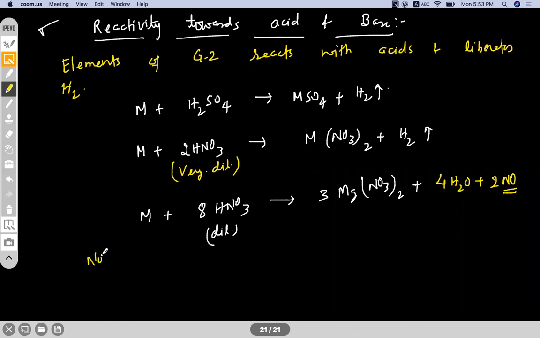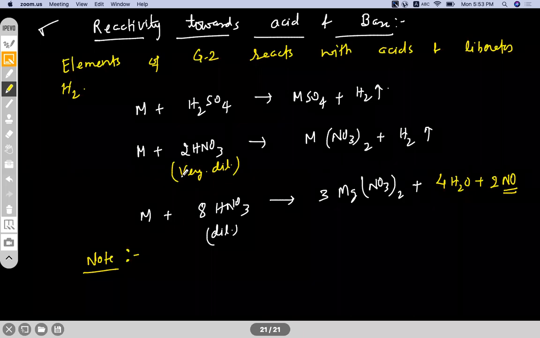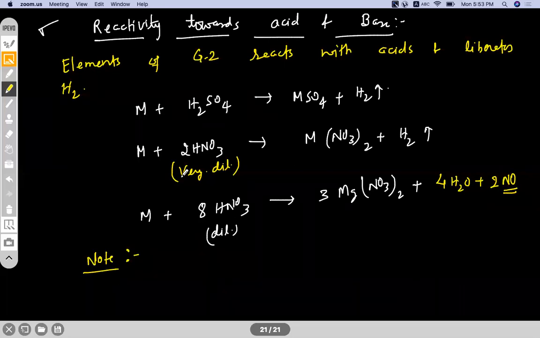Note, an important point: beryllium is inert towards concentrated HNO3, it does not react with it. Write down. We call it rendered passive, it goes passive with it. The reason is that HNO3 is a strong oxidizing agent and it forms a layer of oxide on the surface of beryllium. Further reaction is not possible. So beryllium does not react with it. Next point.